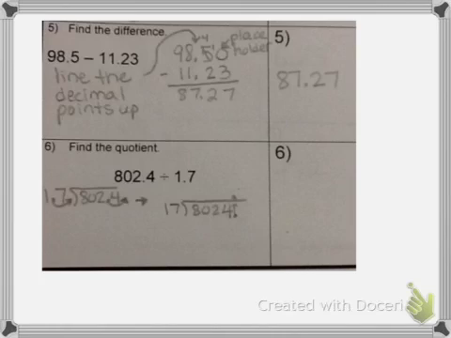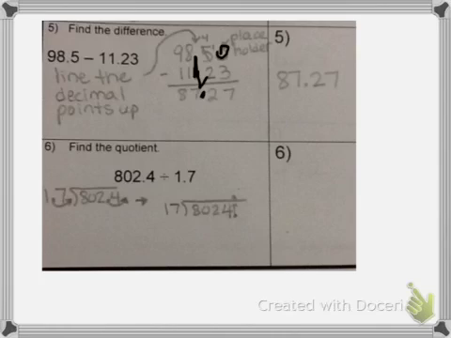Number 5. Subtract 98 and 5/10ths and 11 and 23/100ths. To do that, I need to line our numbers up with the decimal point one on top of the other. That means that our place values are lined up correctly and we can subtract. Before we subtract, we have to add a placeholder above the 3. And from here, we're going to have to borrow and subtract. After we've borrowed and subtracted, we end up with 8,727. The decimal point comes straight down into the solution, so it's 87 and 27/100ths.